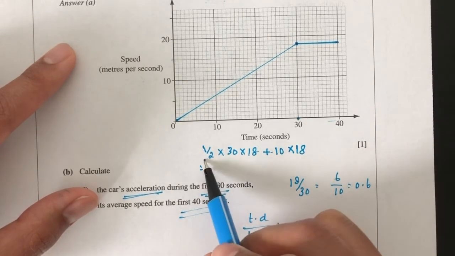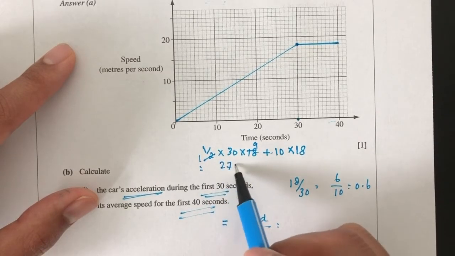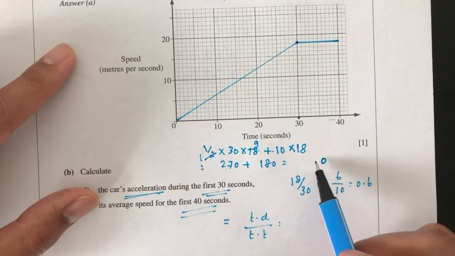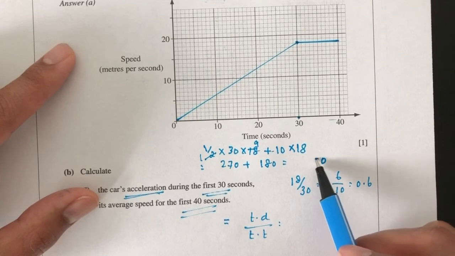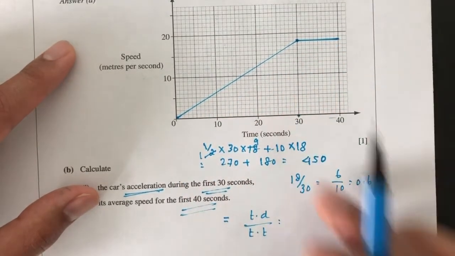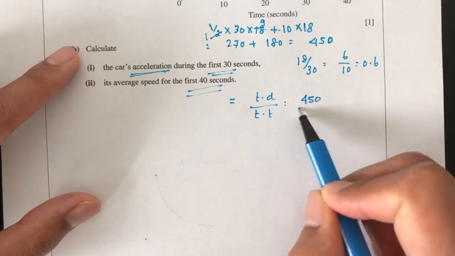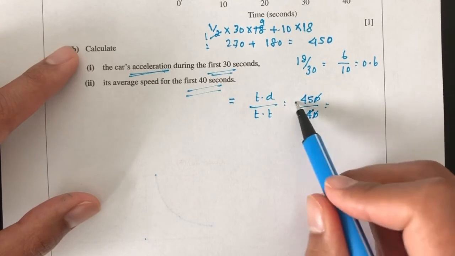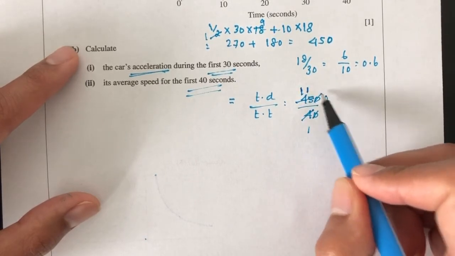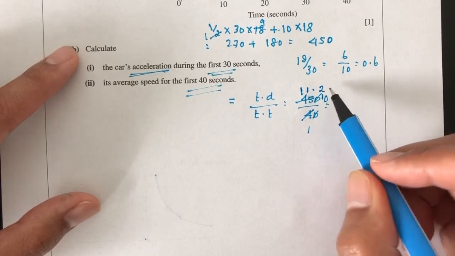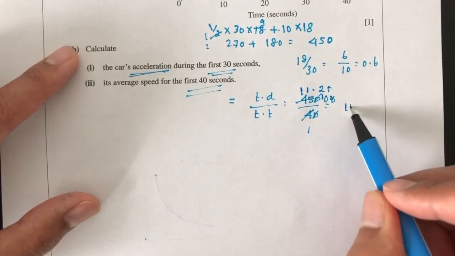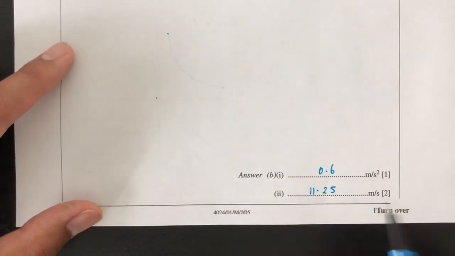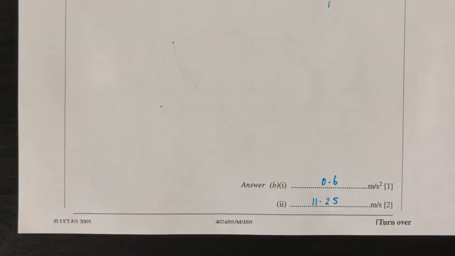That will give me 270 plus 180, which is 450. So distance traveled is 450 divided by time taken. So 450 divided by total time taken, which is 40. Let's divide by 4. So 11.25 will be the average speed for the first 40 seconds. 11.25. That will be question 23.